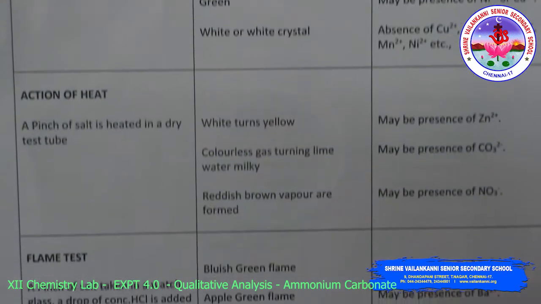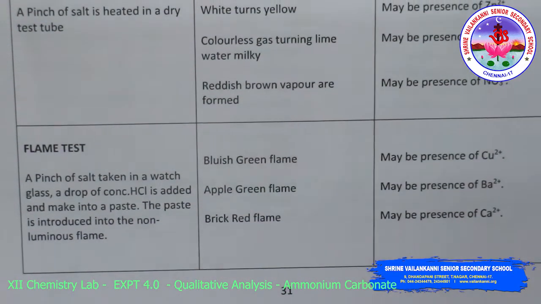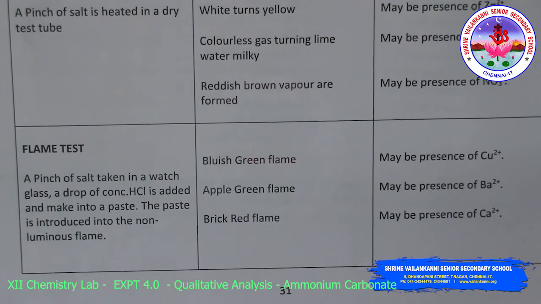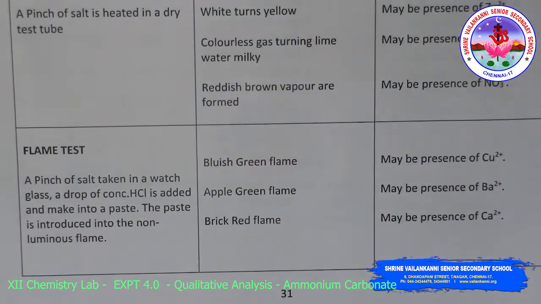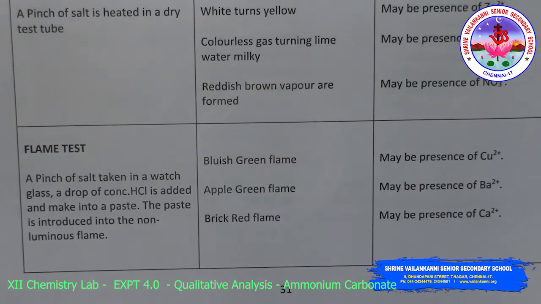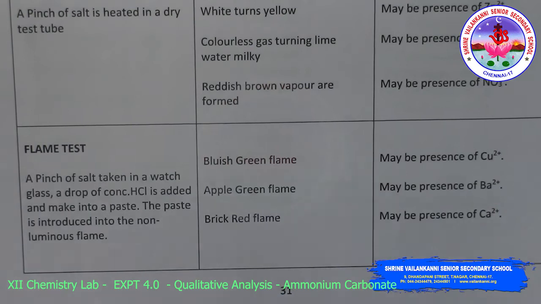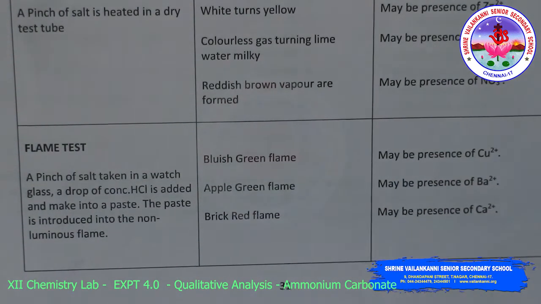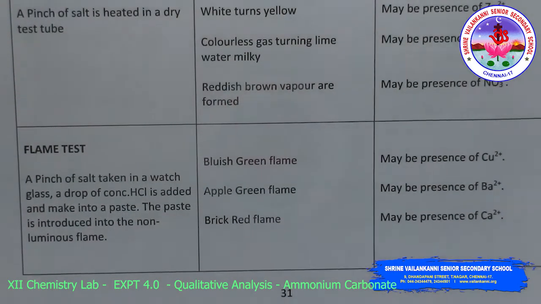Then the flame test. A pinch of salt is taken in a watch glass, a drop of concentrated HCl is added, and it is made into a paste. The paste is introduced into the non-luminous flame. Bluish green flame means maybe presence of Cu2+. Apple green flame may be presence of barium. Brick red flame means maybe presence of calcium.